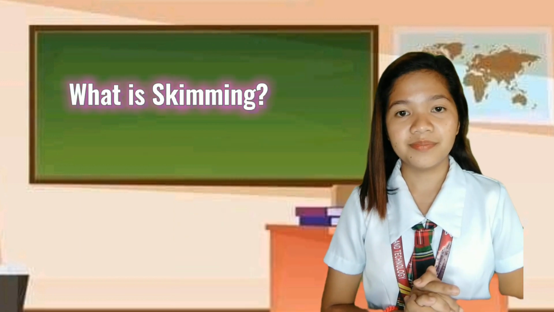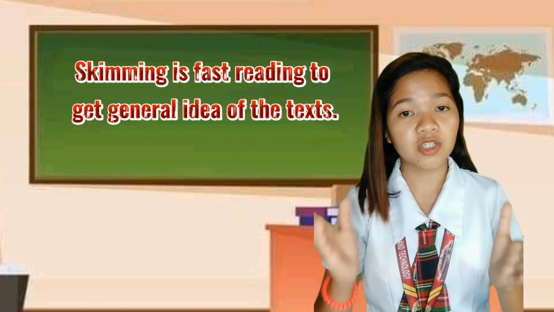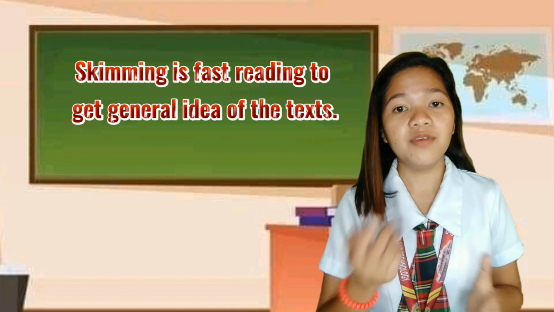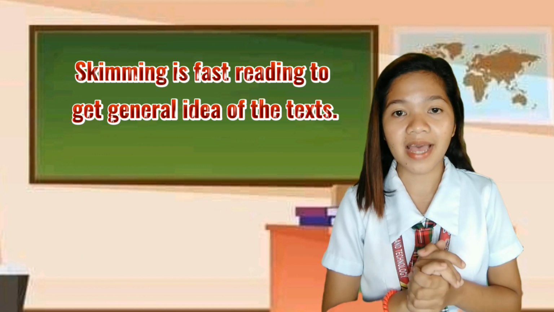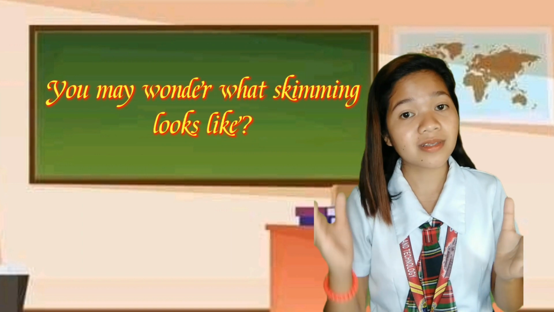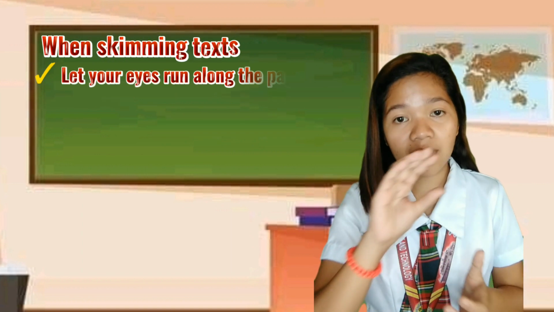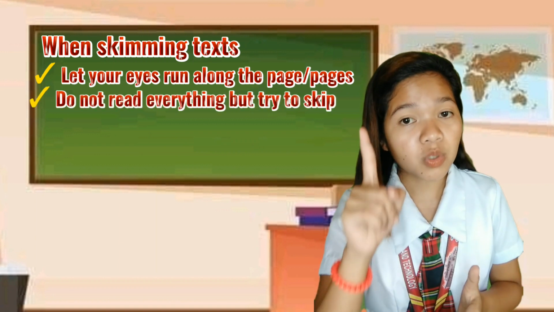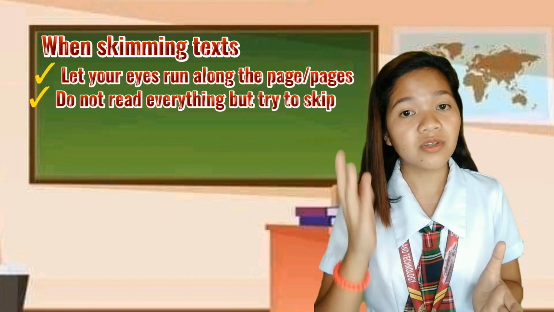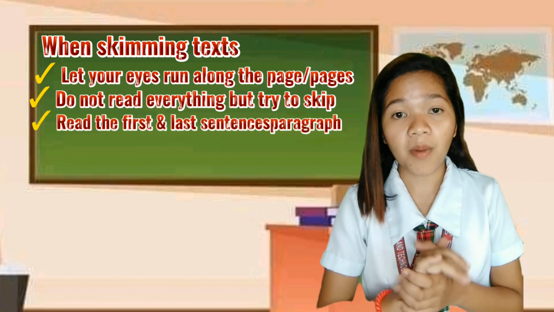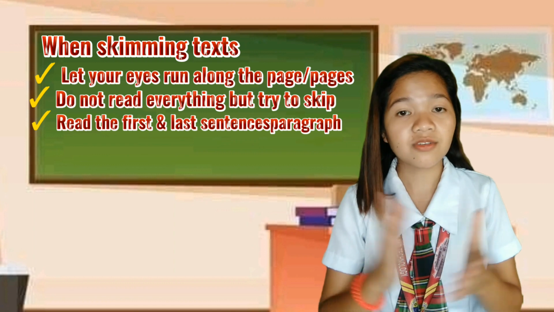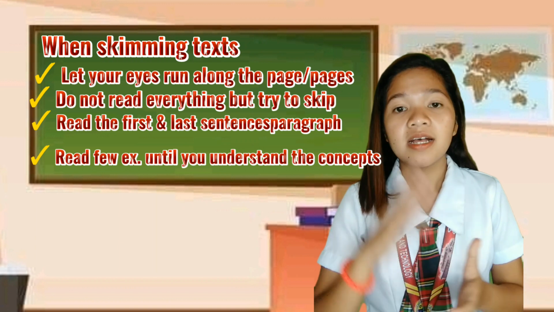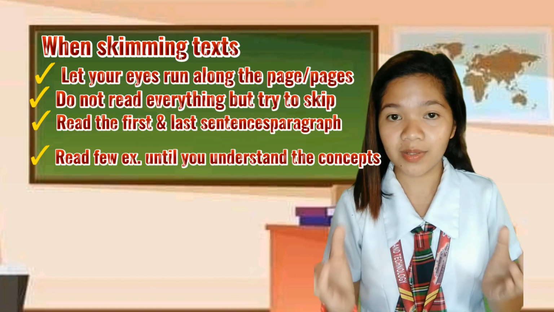What is skimming? Skimming is fast reading to get a general idea or main points of the text. It will give you an overview of the text. You may wonder what skimming looks like. When skimming text, you let your eyes run along the page or pages. Do not read everything, but try to skip through the text. Read the first and last sentences of the paragraph. Read the introduction and summary. Read a few examples until you understand the concept they are meant to illustrate.